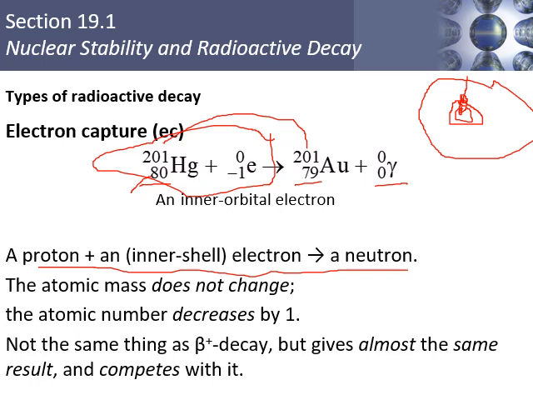The atomic mass does not change. The atomic number decreases by 1. So notice here at the bottom, it's not the same thing as beta plus, but it's almost going to give the same result. So what's the difference here? Can you figure that out? Think about what we said about the energetics for beta plus. What's different about this one?